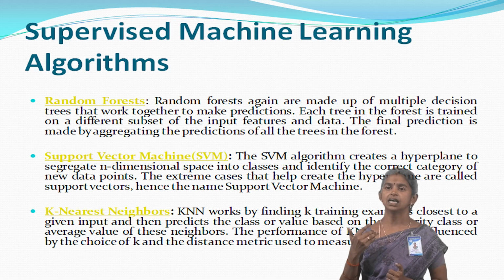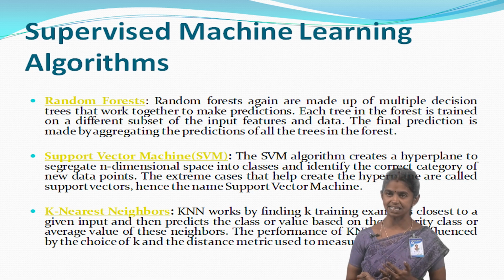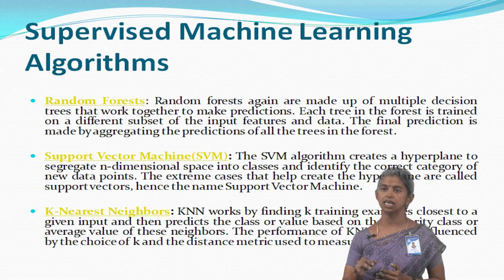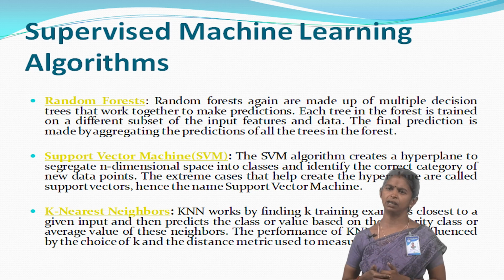Another one is the support vector machine, that is SVM. The algorithm creates a hyperplane to segregate an n-dimensional space into classes and identify the correct category of new data points. The extreme cases that help create the hyperplane are called support vectors, hence the name support vector machine. Another one is K nearest neighbor, that is KNN. It works by finding K training examples closest to a given input and then predicts the class or value based on the majority class or average value of these neighbors.